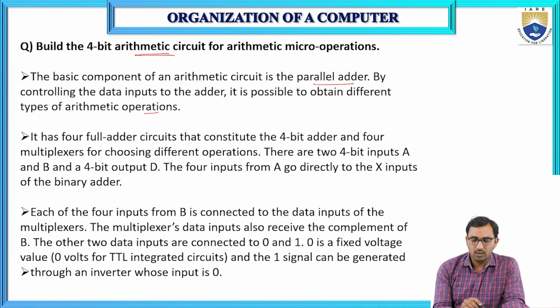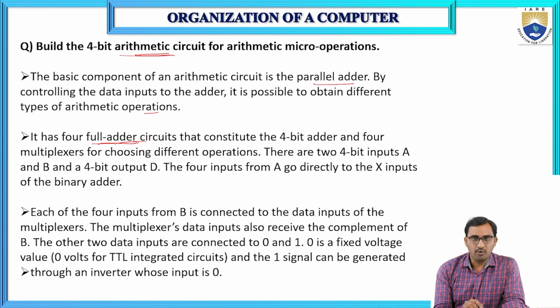By controlling the data inputs to the adder, it is possible to obtain different types of arithmetic operations. So it has four full adders. We are constructing a 4-bit arithmetic circuit, so it requires four full adder circuits. They constitute a 4-bit adder, and four multiplexers, choosing different operations.